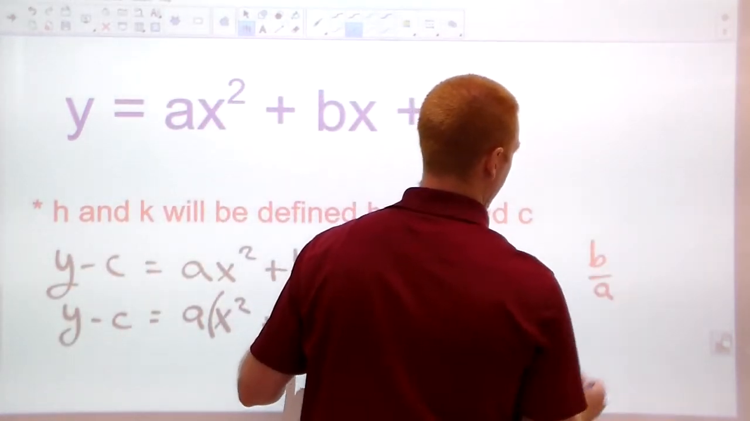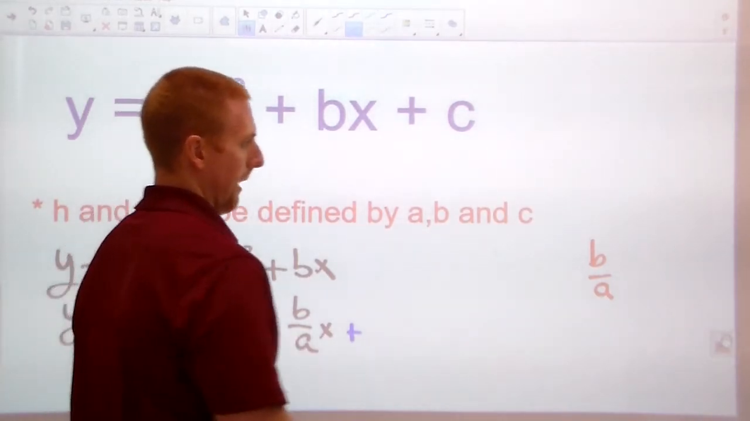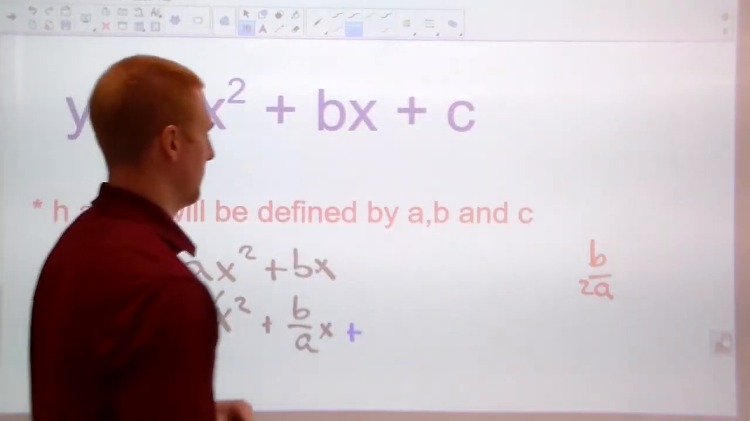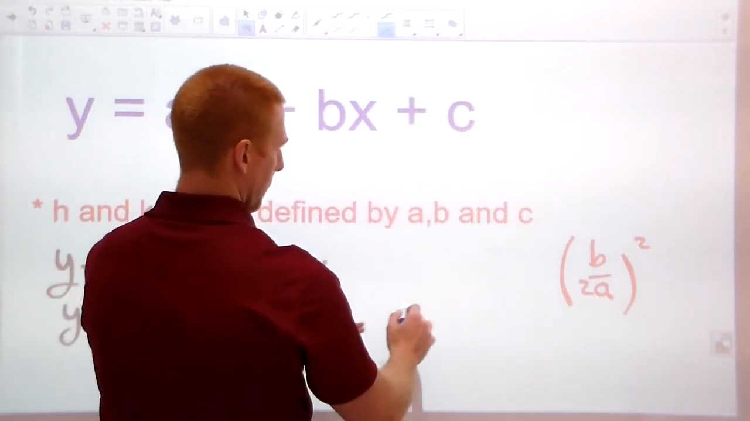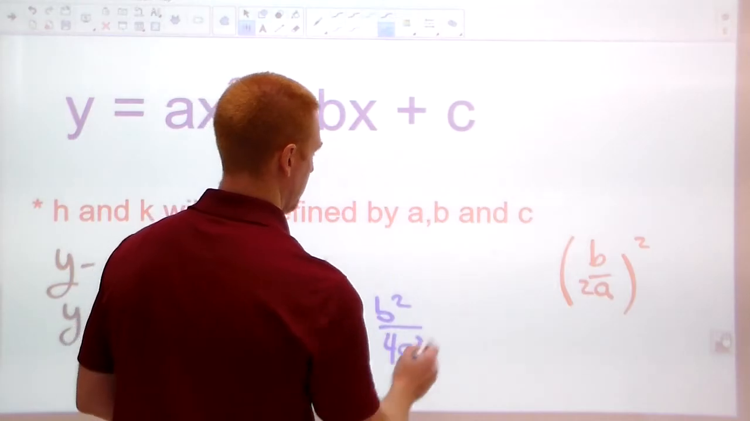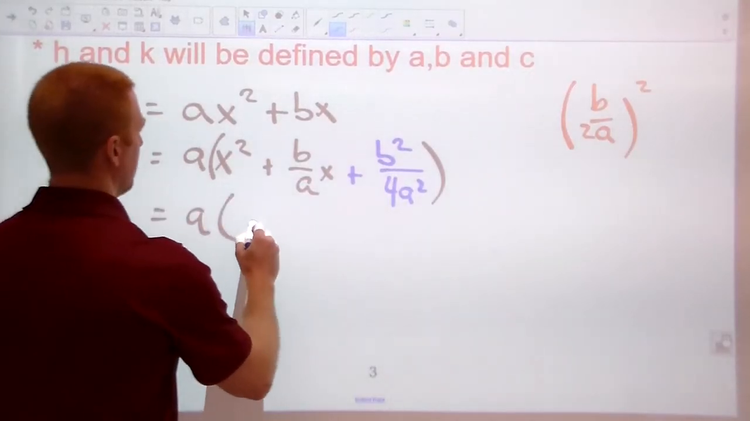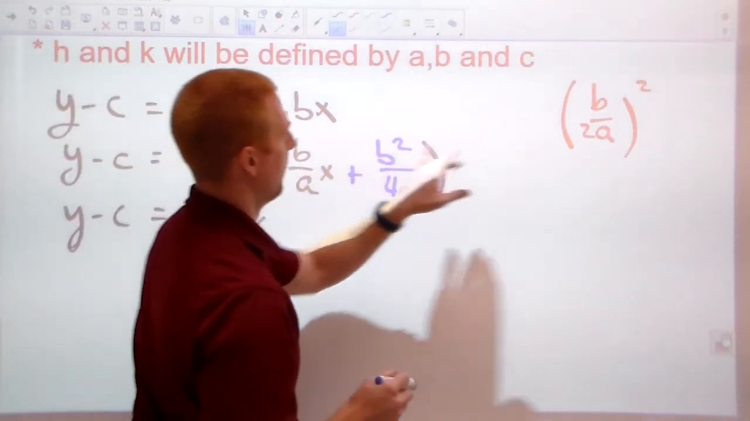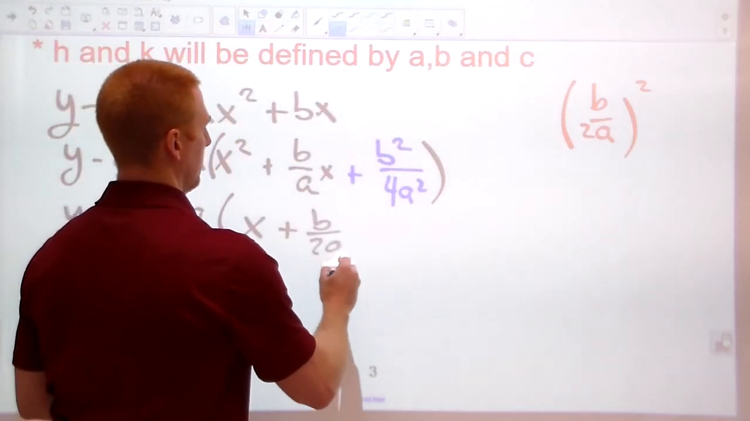You're going to take b over a, and you're going to divide it by 2, which is multiplying by half, so it'll be b over 2a. And then you're going to square that term. So that's going to be your third term here. It's going to be b squared over 4a squared. All right? Now, y minus c is going to be a times x, and then it's going to be plus whatever this was when it was divided by 2. So plus b over 2a.